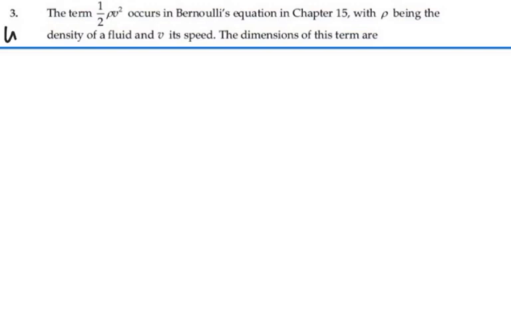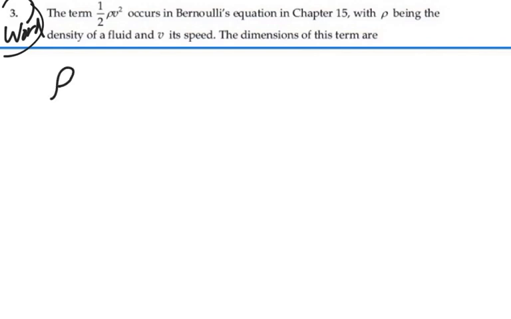Here's word problem number 3 in chapter 1. The term 1/2 rho v squared occurs in Bernoulli's equation in chapter 15, with rho being the density of a fluid and v its speed. The dimensions of this term are, well, to figure out the dimensions of this term, we have to figure out the dimensions of the components.